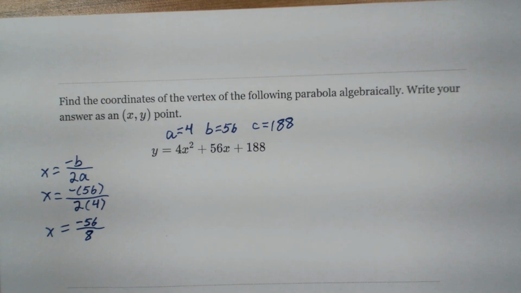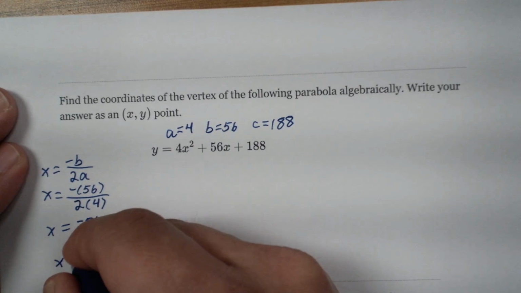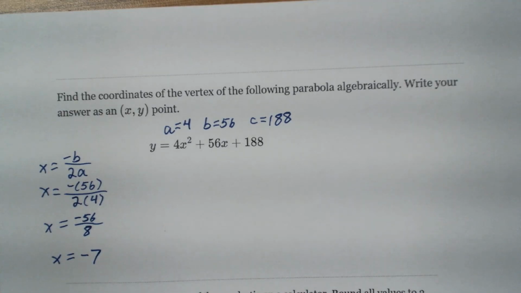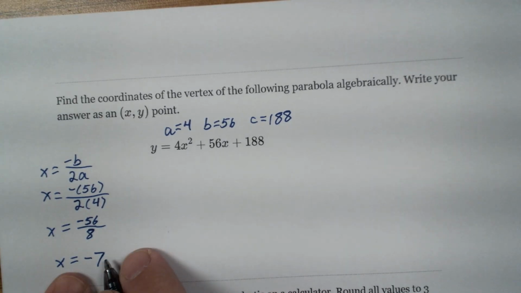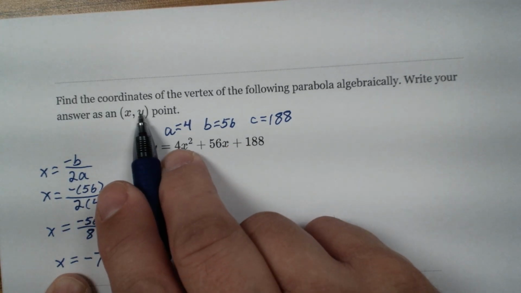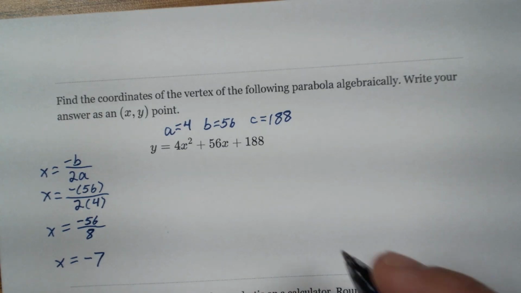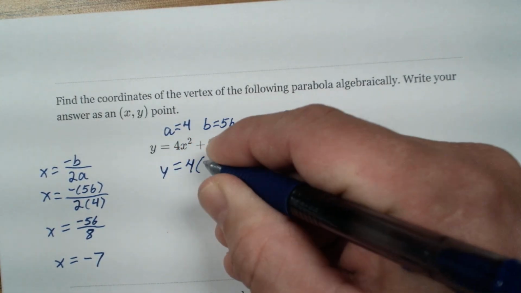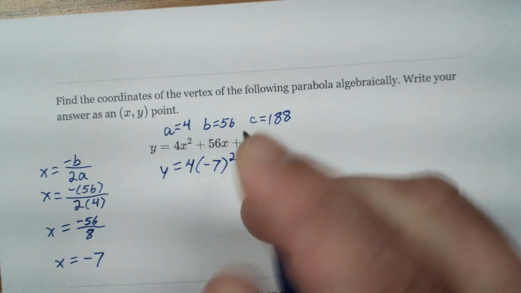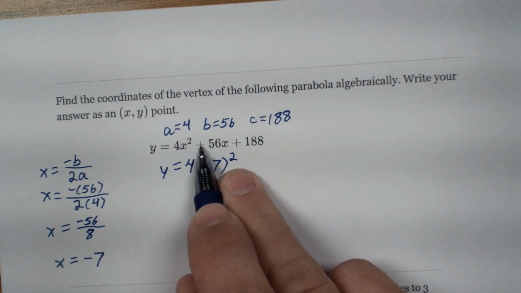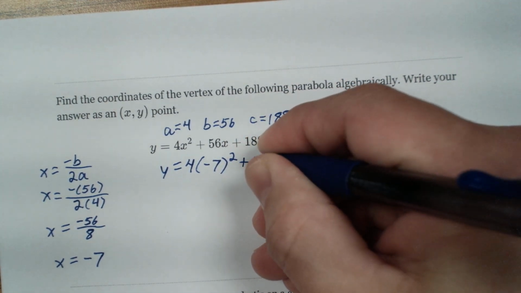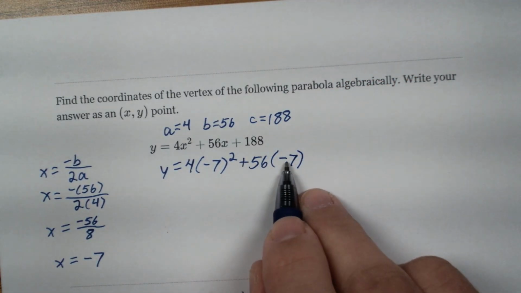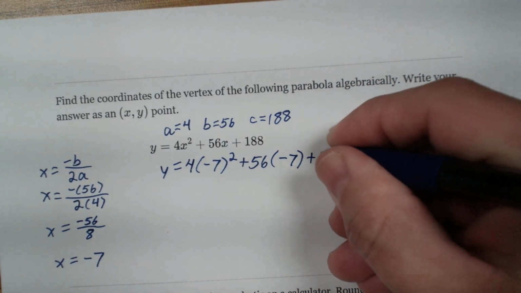All right, and just a quick calculation. You can use a calculator there. That's going to equal -7. Now what I do is I actually plug that into the function in order to get the y value of the vertex. So it's going to be y equals 4x squared, but notice how I'm putting -7 in for x right there, plus 56x, which I'm putting in -7, plus 188.